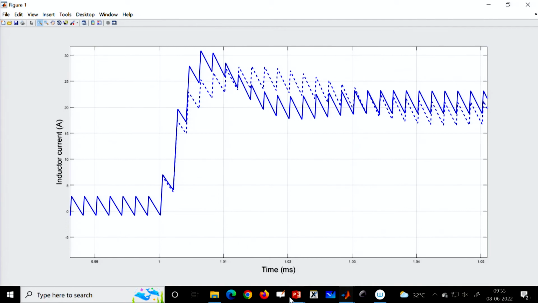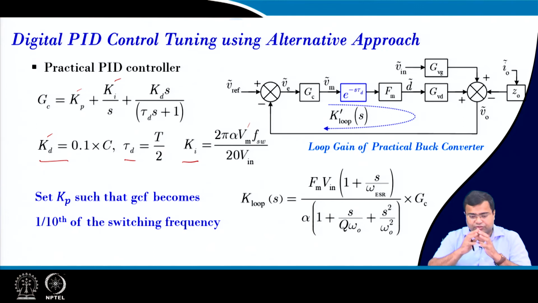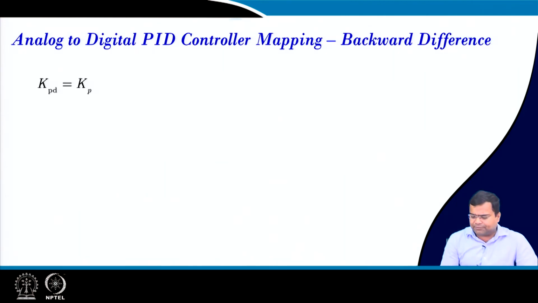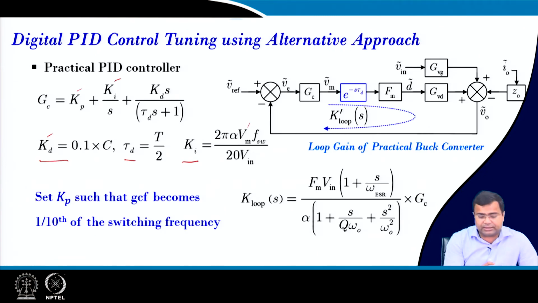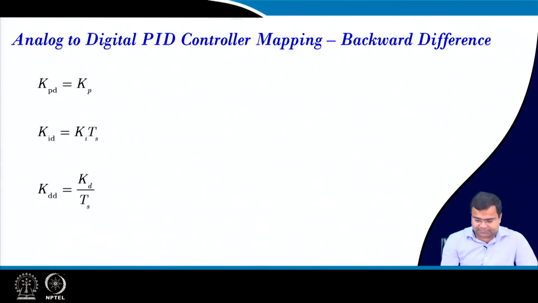So in summary, this alternative approach is much better because we are visualizing the controller as if the derivative controller is carrying the current and the load information, and that makes the whole design perspective different. Now again, for the same design, if we get Kp, Ki, Kd in analog, then we just have to convert into digital by means of the backward difference formula, and that we have already discussed.